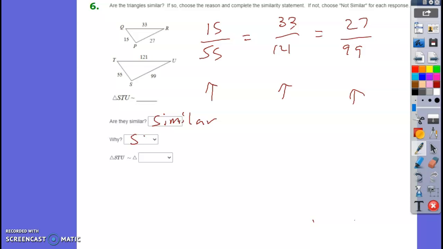And that's going to be by side, side, side. All the sides are proportional. And now we have to name them in the same direction as the first, however they named the first one. And they named the first one STU. So we have to name the second one PQR.